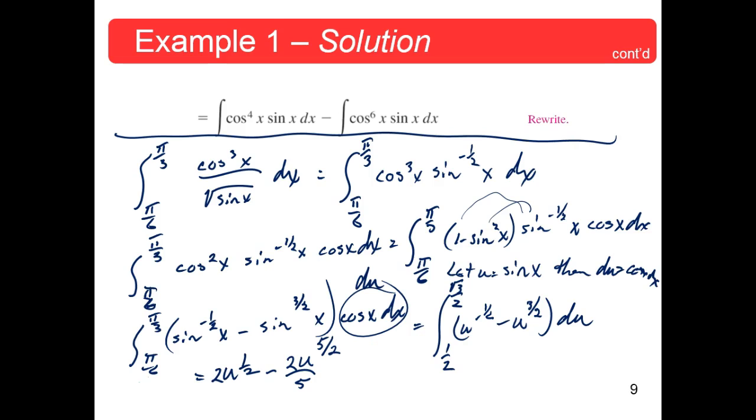Okay. And what else? Oh! Evaluating this between square root of 3 over 2 and 1/2. Now these are the values for u, okay? Oh my word, how nasty. Okay. This is not going to be pretty, folks. It had been really pretty, hadn't it?